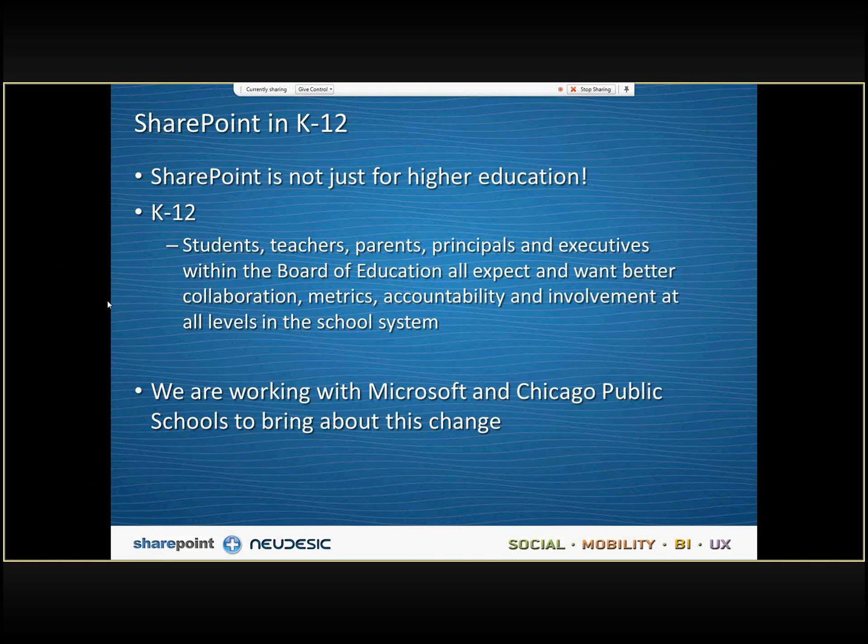So we absolutely see that in not just higher education, right? Right now we're working with Microsoft and the Chicago public school system to bring about the change that they're looking to do in that school system. So it's exciting. Definitely a lot happening in both higher ed and the K through 12 space.